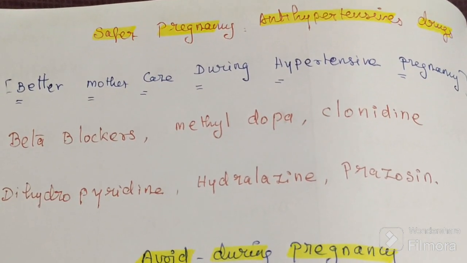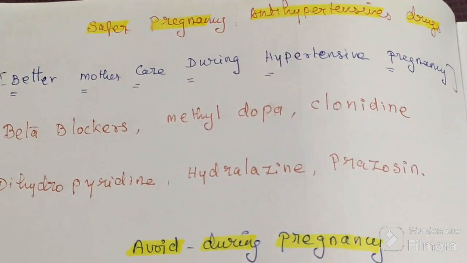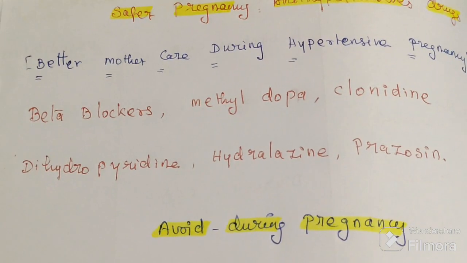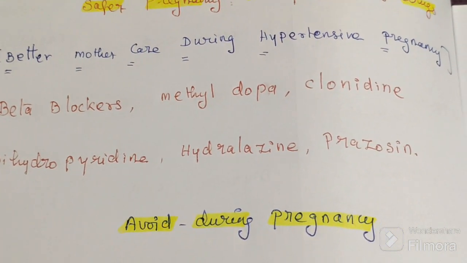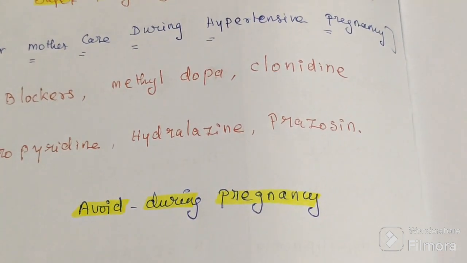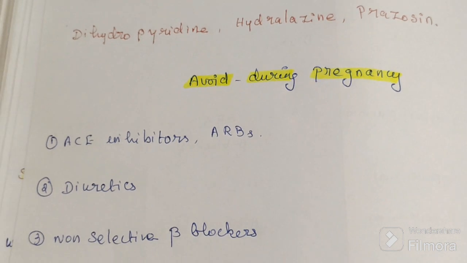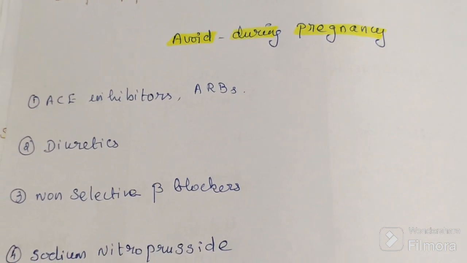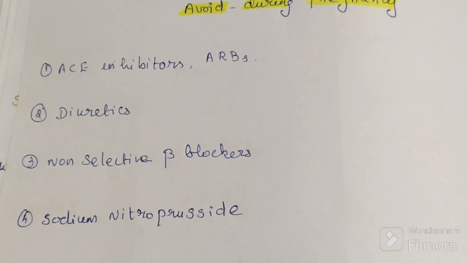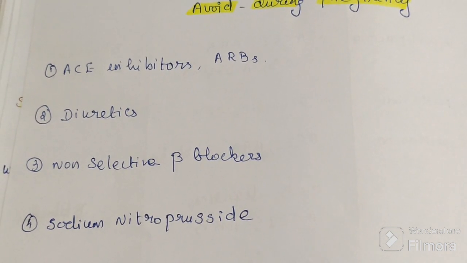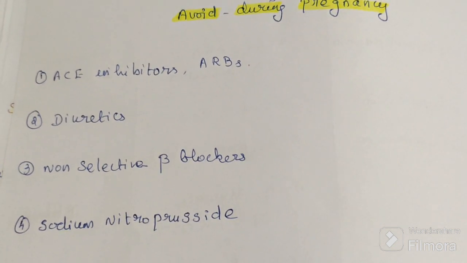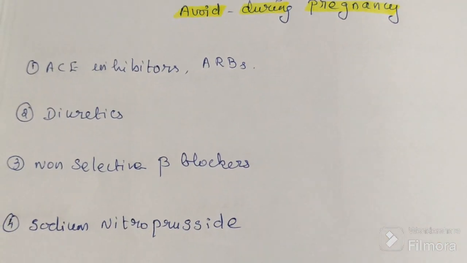What are the drugs? Beta blockers, then methyldopa, then clonidine, then dihydropyridine, then hydralazine, then prazosin. These are the drugs. During pregnancy we want to avoid ACE inhibitors as well as ARBs, diuretics, non-selective beta blockers and sodium nitroprusside. These are the drugs that must be avoided.